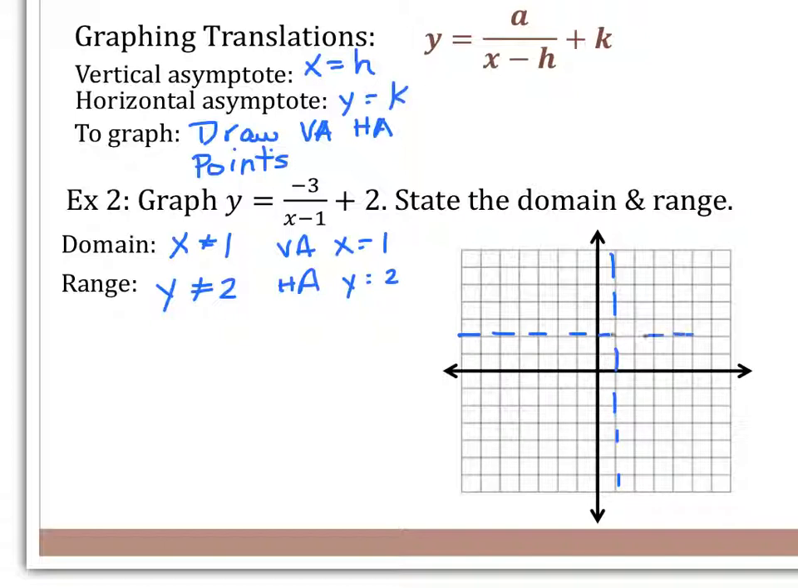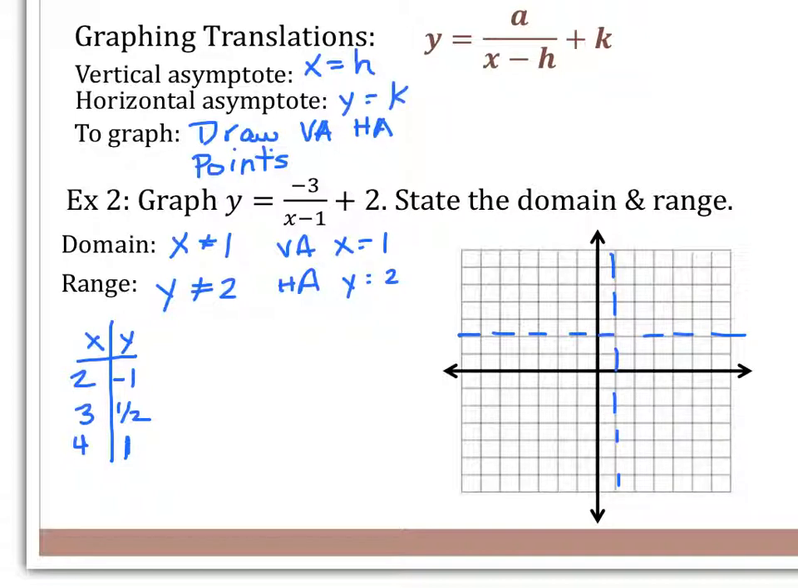So to plot points, we're going to pick a minimum of 3 points on each side. And I'm going to start on the positive side. I'm going to do two little t-charts just to save some space. We're looking for values bigger than 1, so I'm going to go 2, 3, and 4. For convenience, I went ahead and plugged those numbers in to save us a little time, and we're going to plot these 3 points.